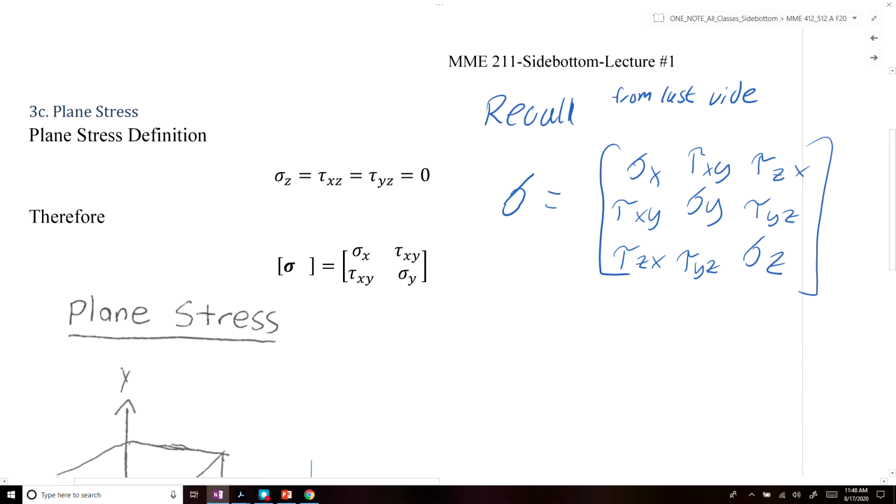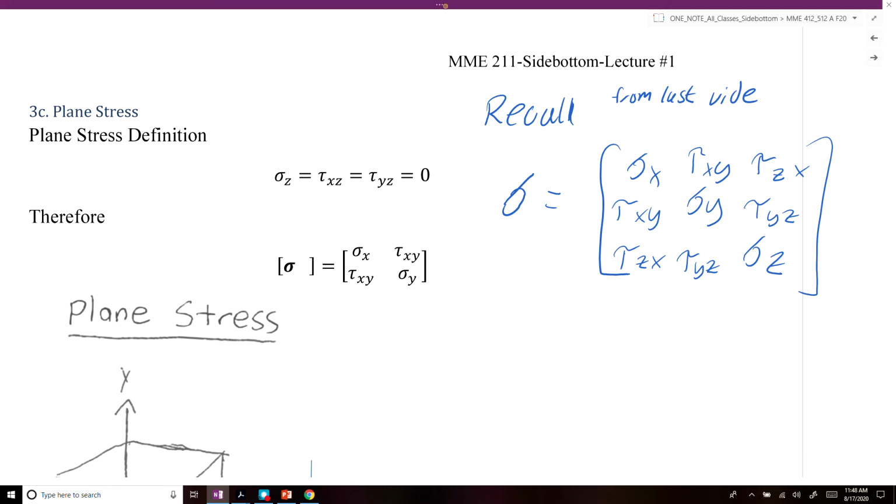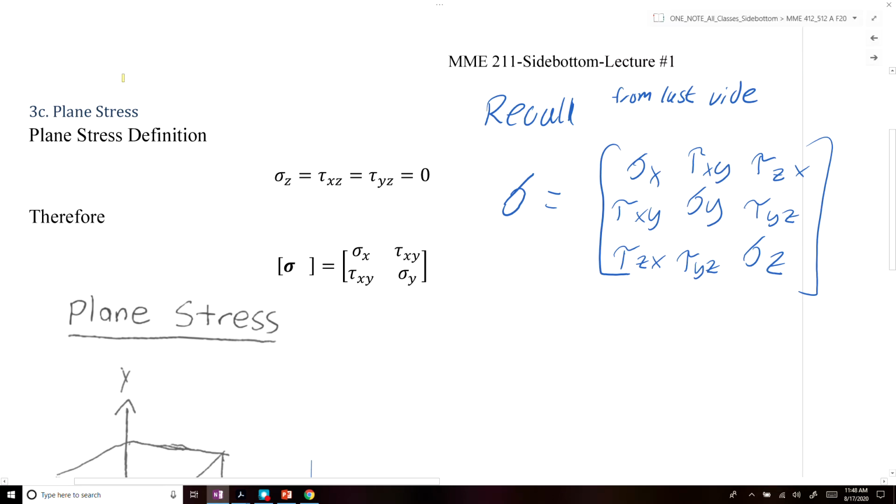We're going to talk about what is the definition of plane stress. So if we have our stress element here at any point, in certain cases, the stress in the z-axis as well as the shear stress along the z-axis would be equal to 0.